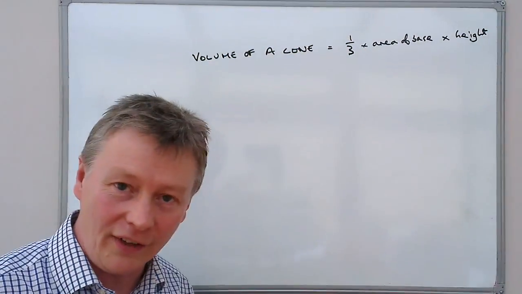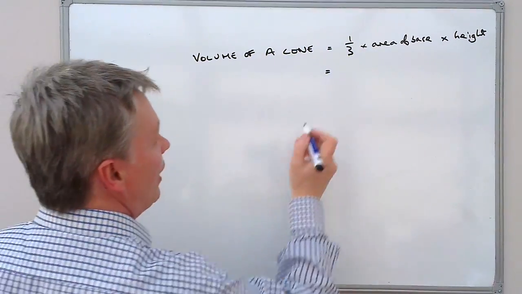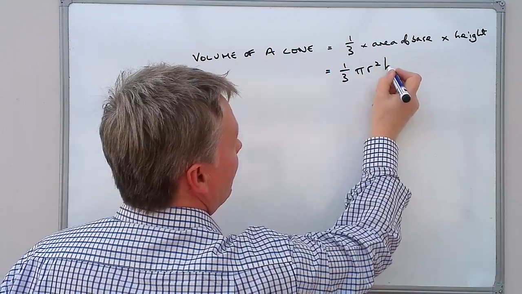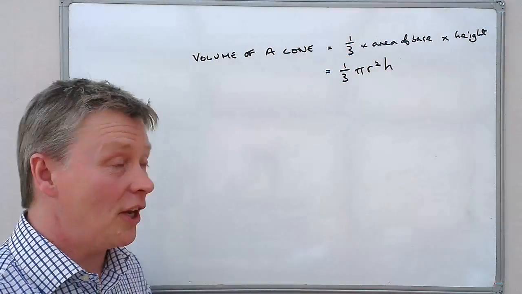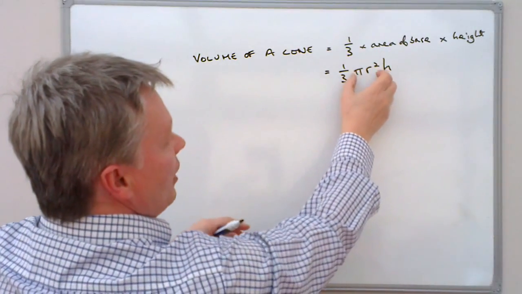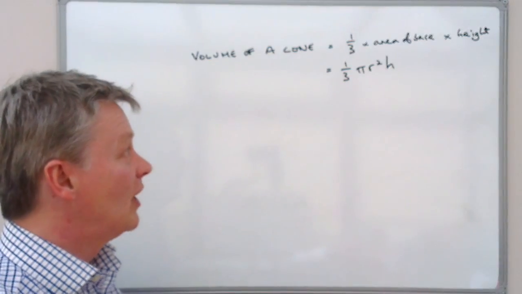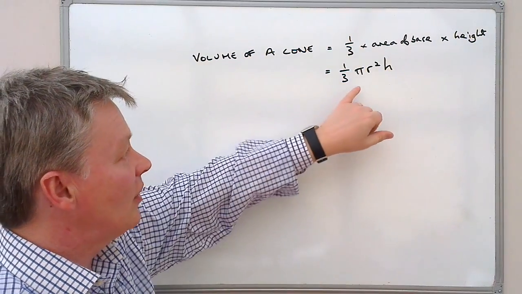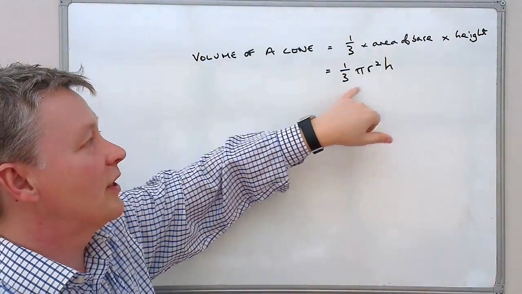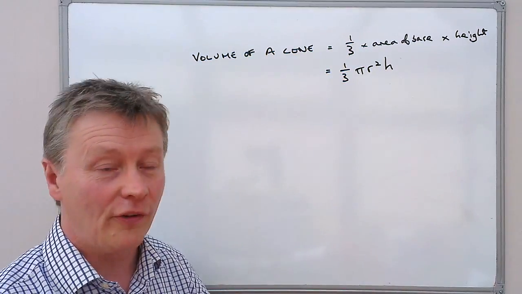I've written it out like that because when you see it in your exam paper, it's going to say 1/3 pi r squared h, which is exactly the same, because pi r squared on its own is working out the area of a circle, and as we said before, it's a circular base. So pi r squared is the area of the base. It's multiplied by 1/3, and then it's multiplied by height, and that will give you the volume of the cone.